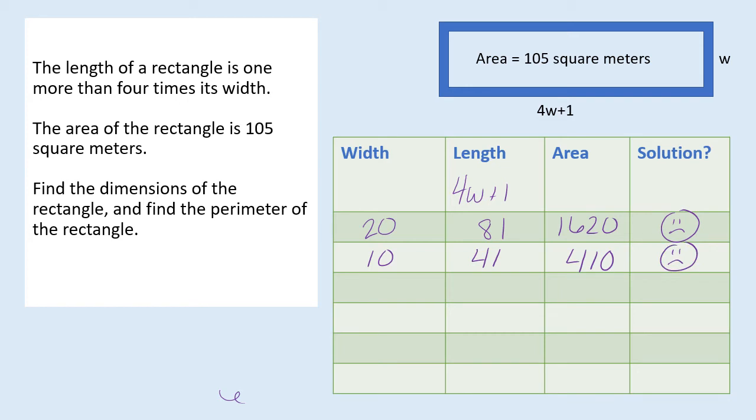I'm going to try a width of 5. When I try a width of 5, that means that my length will be 4 times 5 plus 1, or 21. When I check the area, 5 times 21 gives me an area of 105. And that is the area that I wanted, the area of 105 square meters. So that's good news. I have found my width and my length, and I'm just going to make a note of those over here. I have a rectangle that is 5 meters in width and 21 meters in length.